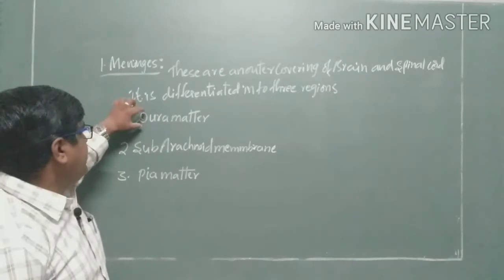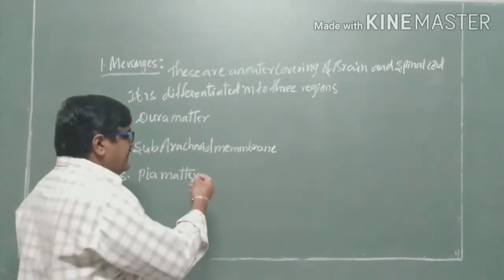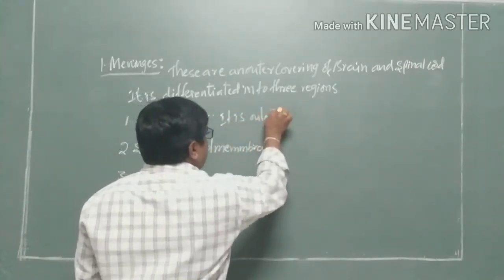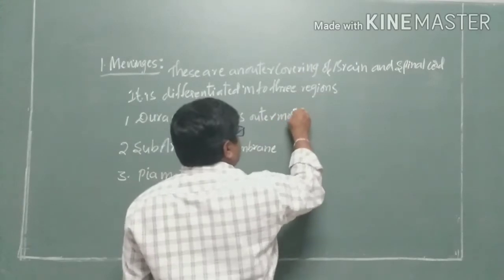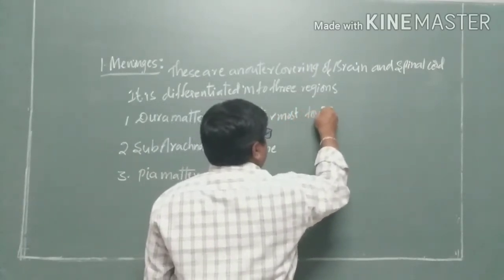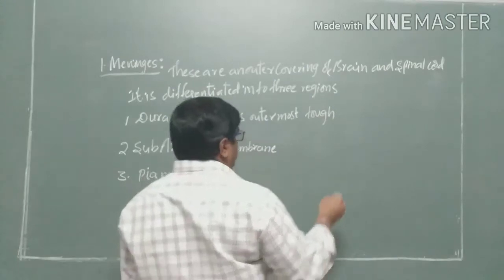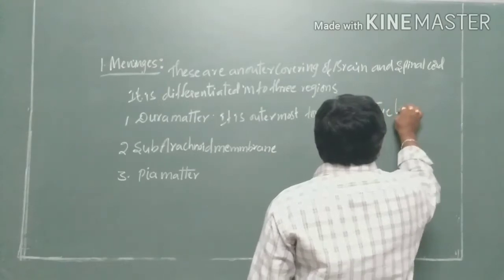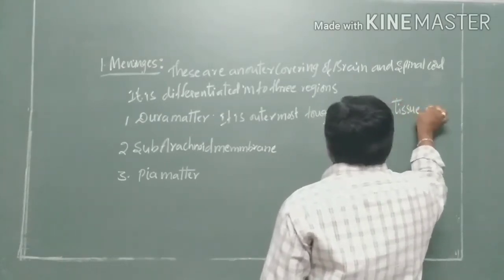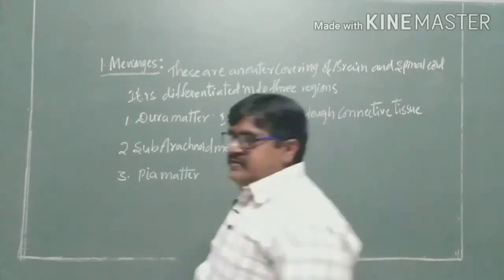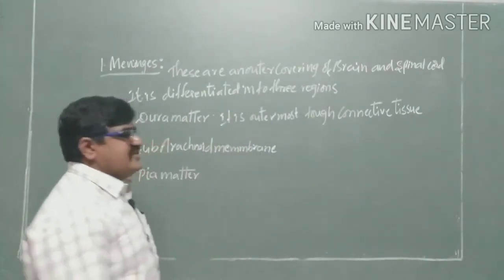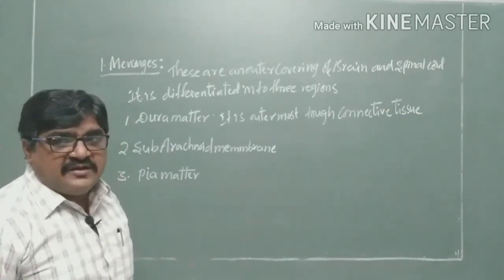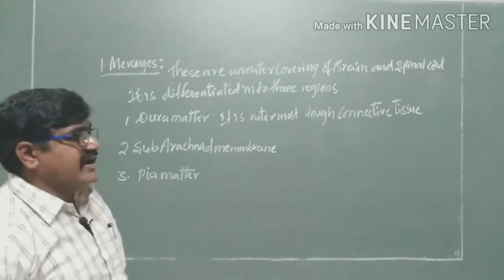So one is the dura mater. Dura mater means it is the outermost layer, a tough connective tissue. It is an outermost tough connective tissue, we can call that the dura mater. So it is the outermost region which is surrounded by the meninges, and it is a tough connective tissue.